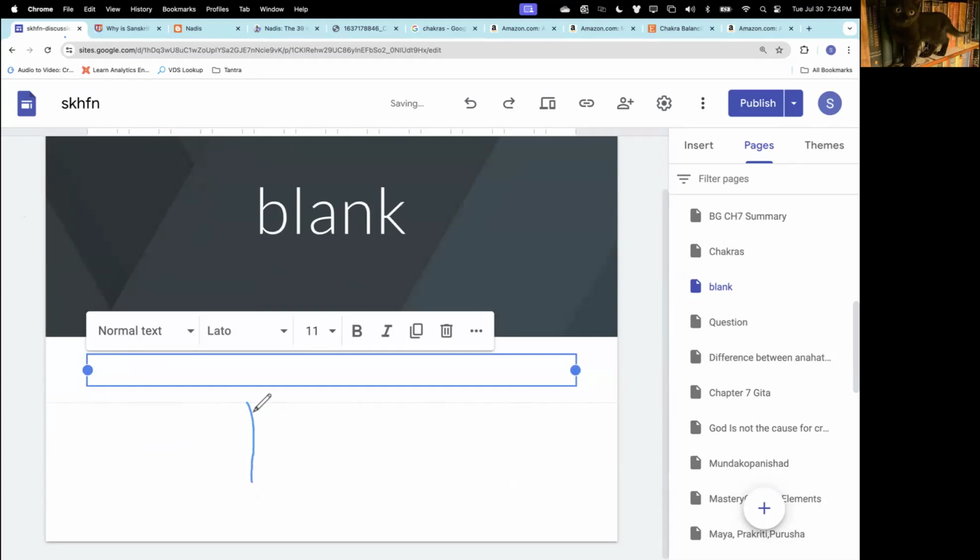We lost you. You lost the screen share? Okay, now it's better. I think it's trying to connect.